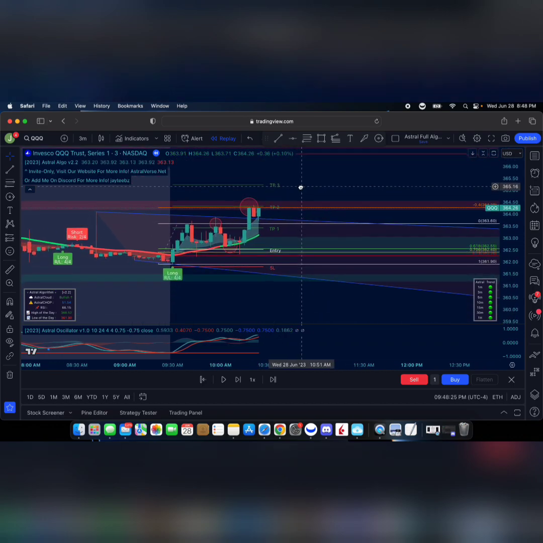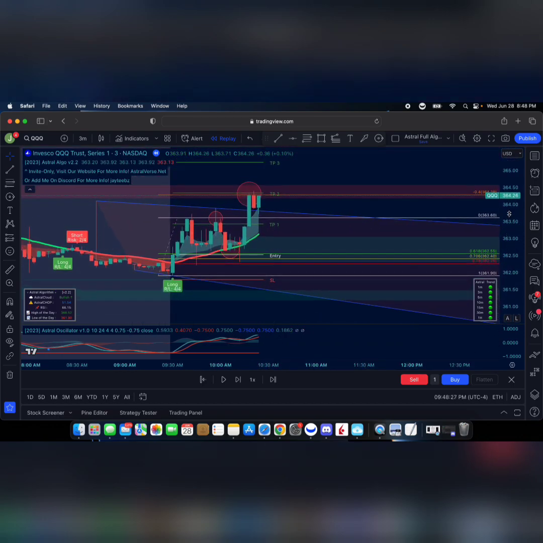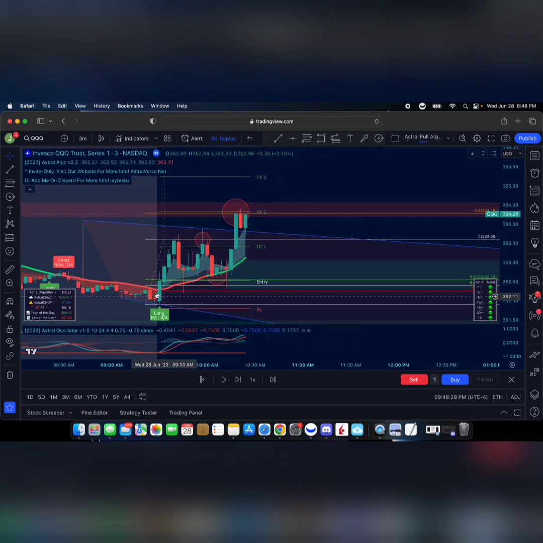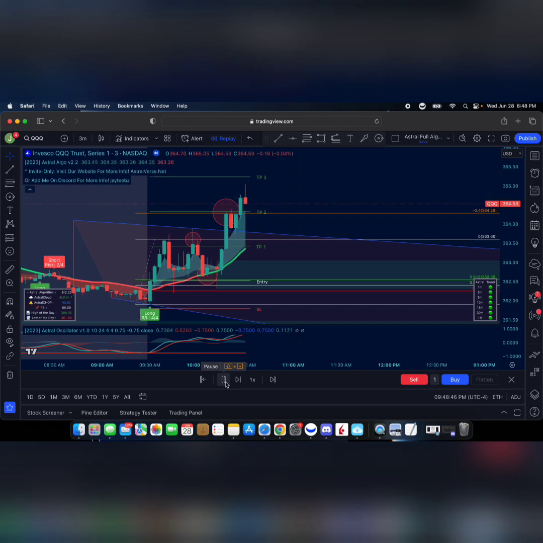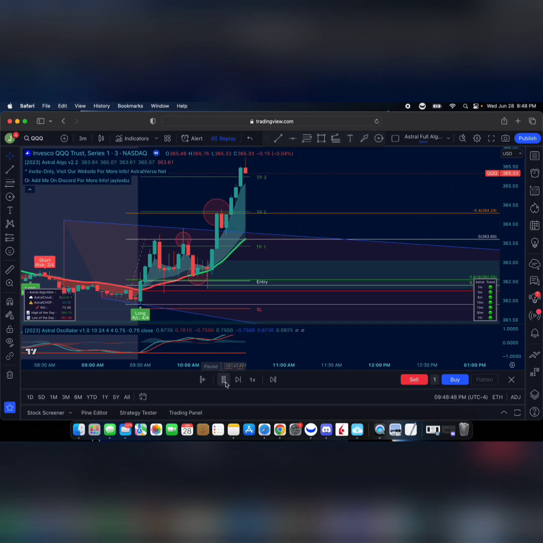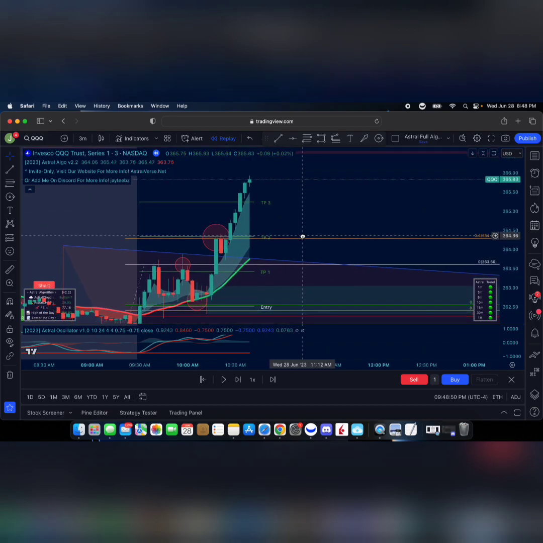It loads. Yeah. Great entries right here. The algorithm told you to buy here. Any position here. And look at what happened. Target price 1, target price 2. Let it play out. Look at that. Target price 3. Bam. That's it. That is all. That's what you need to know, guys.